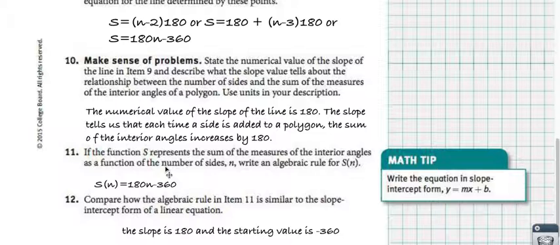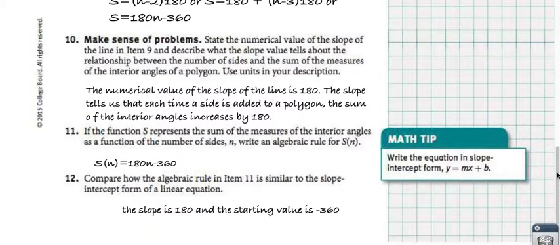So compare how the algebraic rule is similar to the slope-intercept form. Well, it's in slope-intercept form here, because these two you would have to convert to slope-intercept by multiplying and combining like terms, which then is going to end up equaling this. So the starting value is negative 360, and the slope is increasing 180 degrees. So what that means is if you take the original number of sides times 180 and subtract 360, it's going to equal the total interior angles of that polygon.